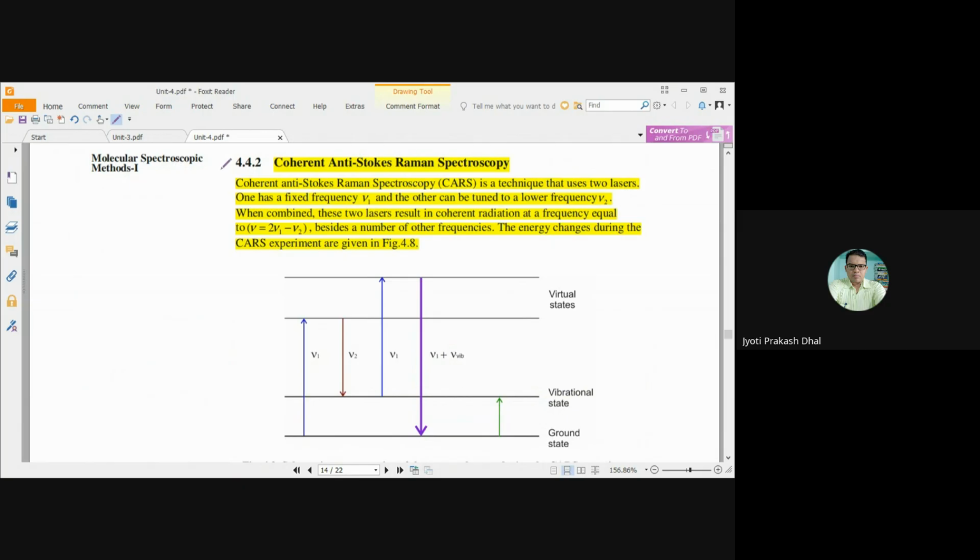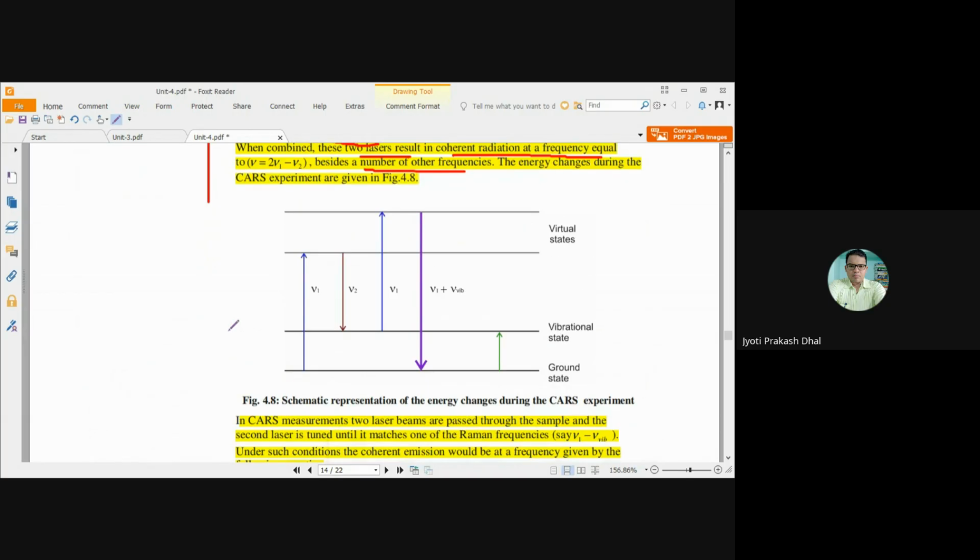Now coming to another one, that is coherent anti-Stokes Raman spectroscopy, that is CARS. This technique uses two lasers, one having a fixed frequency nu1 and the other having a lower frequency nu2. When the two lasers are combined, the result is coherent radiation of a frequency equal to 2 nu1 minus nu2. Besides, a number of other frequencies can also be observed.